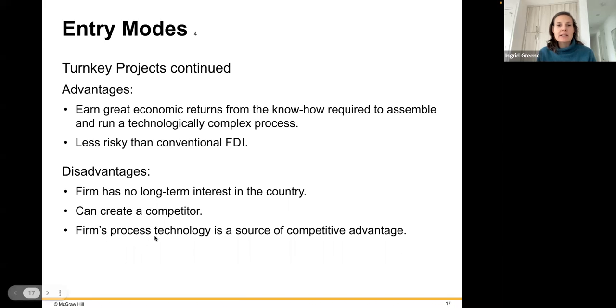The firm's process technology is a source of competitor advantage. So again, now that technology that you covet so nicely is now known in other places with other people in other lands, and you will have more and more competitors. So an interesting place and time when these things might happen. This technologically complex process is often very expensive, and so that's why countries might invite a turnkey project.